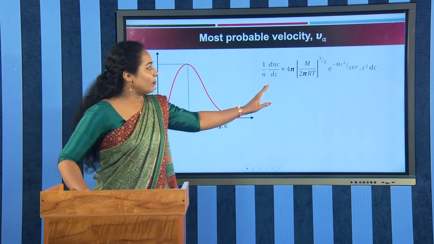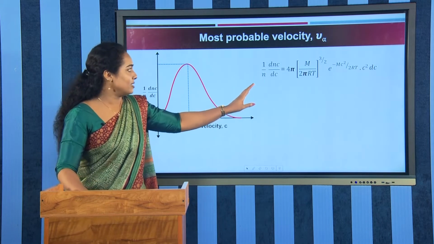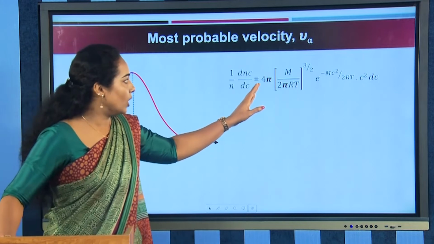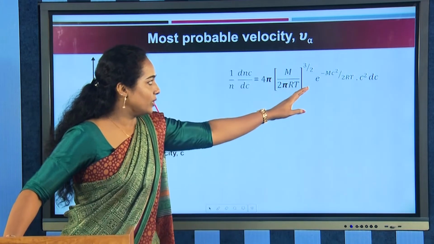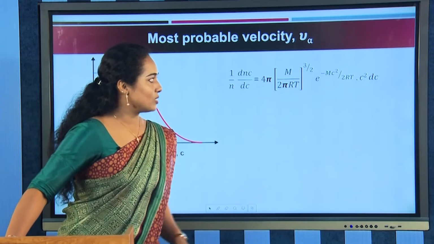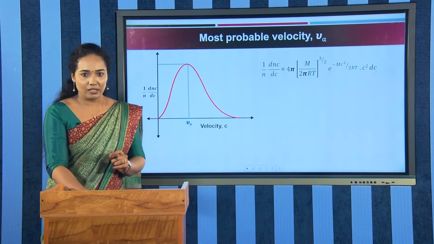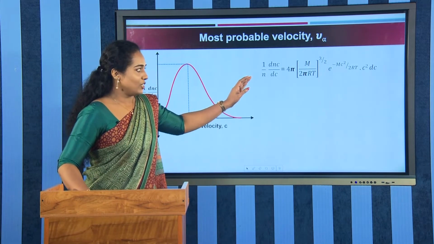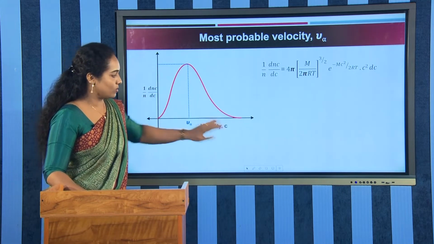We have the Maxwell distribution of velocities, that is 1 by n dn c by dc, which is equal to 4 pi times m divided by 2 pi RT raised to 3 by 2, times e raised to minus mc square by 2 RT, into c square dc. We have seen its derivation in the last section, isn't it? From this relation we are now going to find out the most probable velocity.